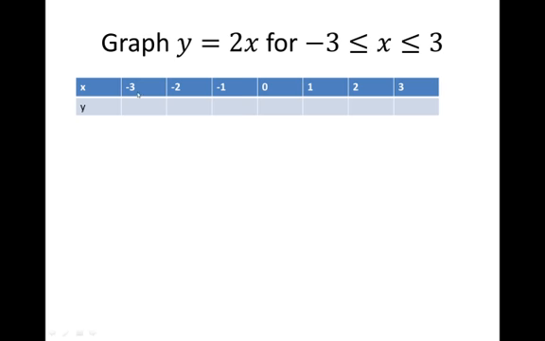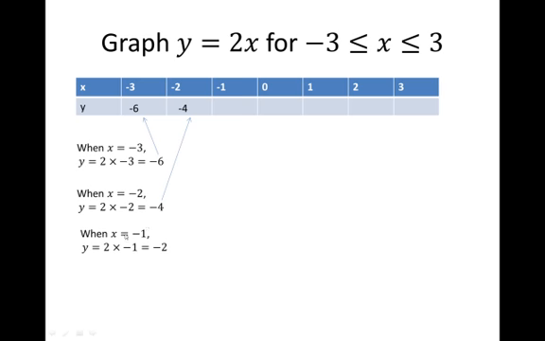X is equal to -3 here, so when x is equal to -3, y is equal to 2x, which means 2 times x. Remember, x in this case is -3, so 2 times -3 is -6. Once you've done that, put that in the table. Okay, let's do the next one. X is equal to -2, so y is 2 times -2, which is -4, so let's put that in. The next one, when x is -1, y is 2 times -1, so that's -2.